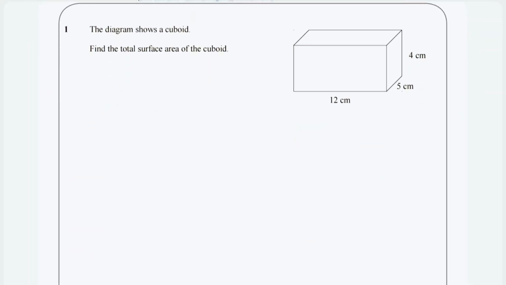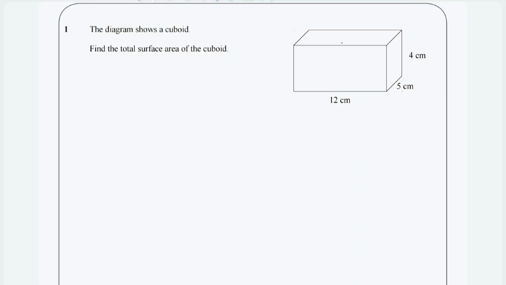So what is the surface area? Basically you have to calculate the total surface area in this question. The total surface area is the area of all the sides. You need to get the area for all the sides. This is what the total surface area is. Okay, so let's go to the question.